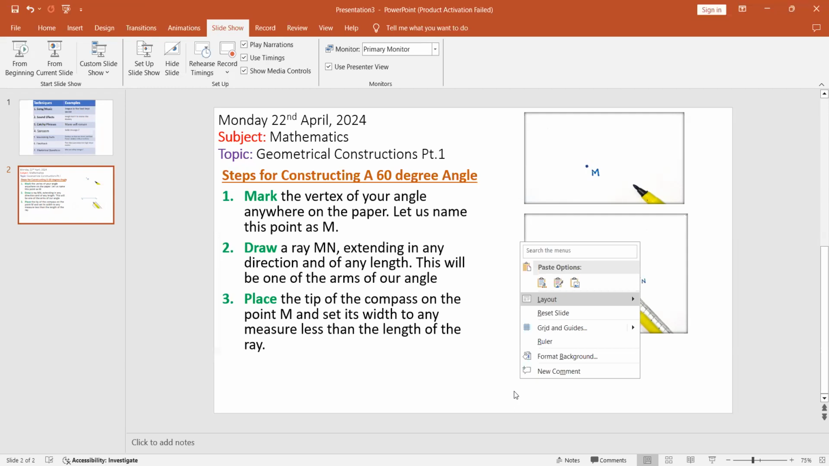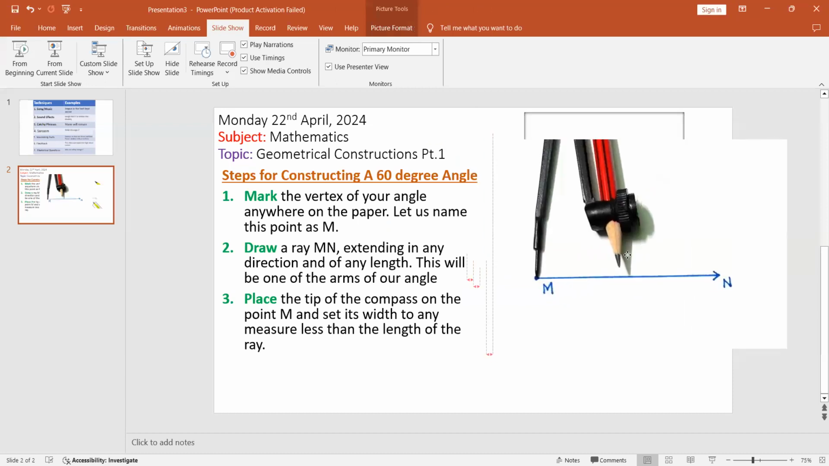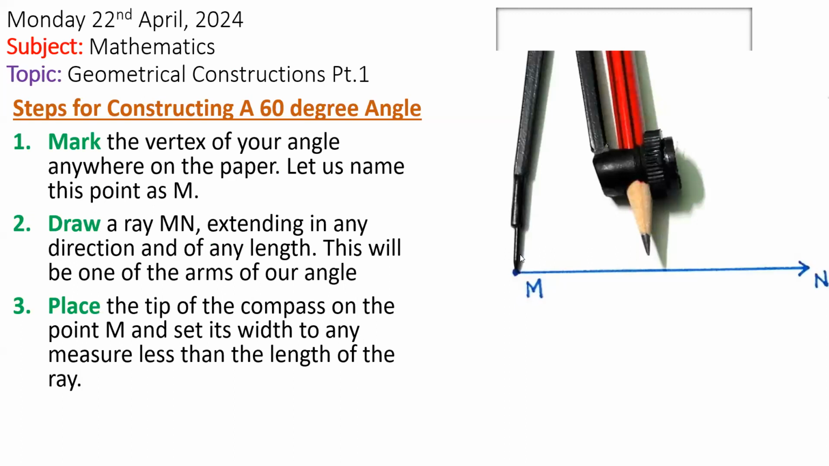So I'm gonna show you the picture of that. So if you look carefully, this is what we're doing, right? So let me enlarge this. So we have this compass. We're gonna put the compass on the tip of point M, and then we're gonna extend our compass, right?